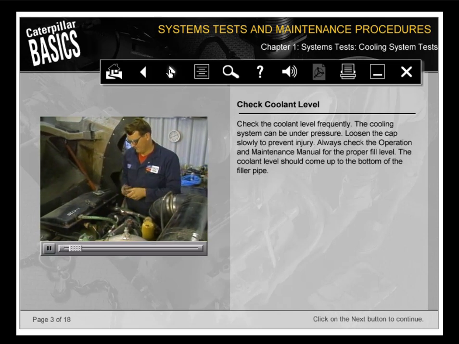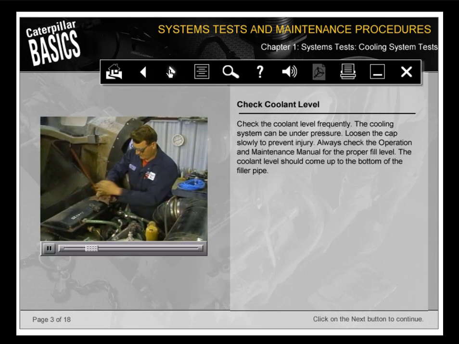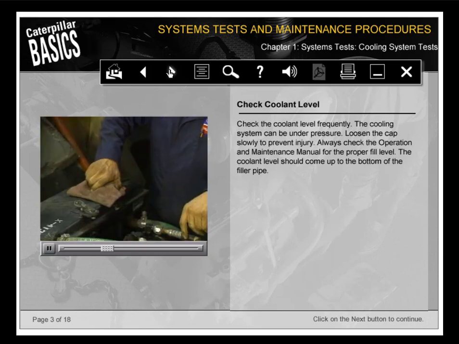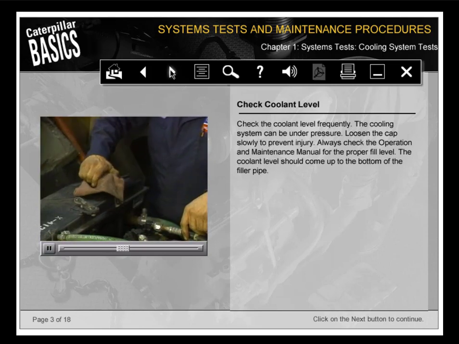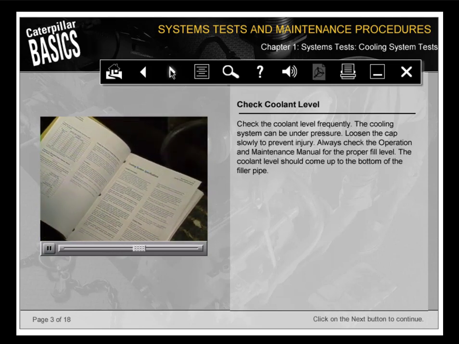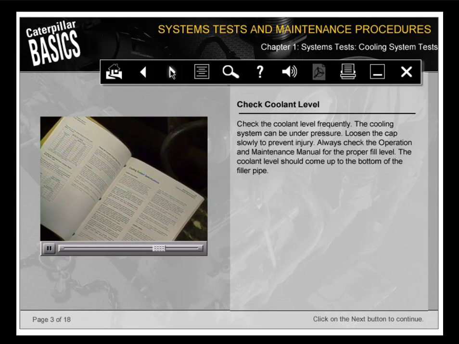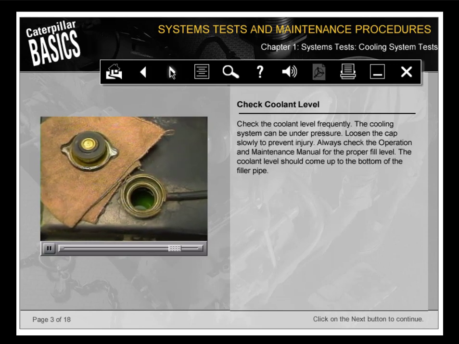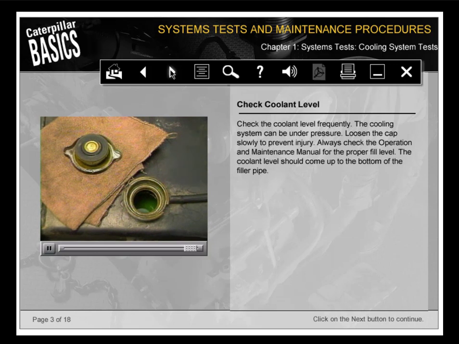Check the coolant level frequently. The cooling system can be under pressure. Loosen the cap slowly to prevent injury. Always check the operation and maintenance manual for the proper fill level. The coolant level should come up to the bottom of the filler pipe.